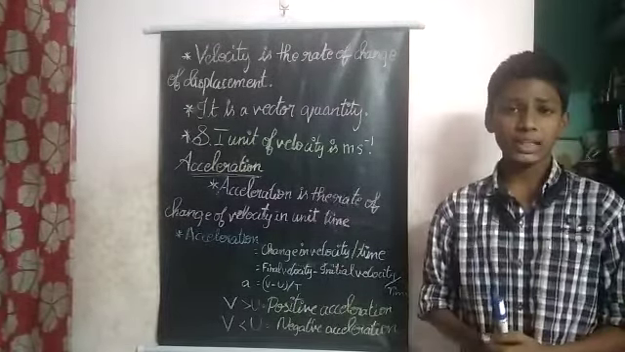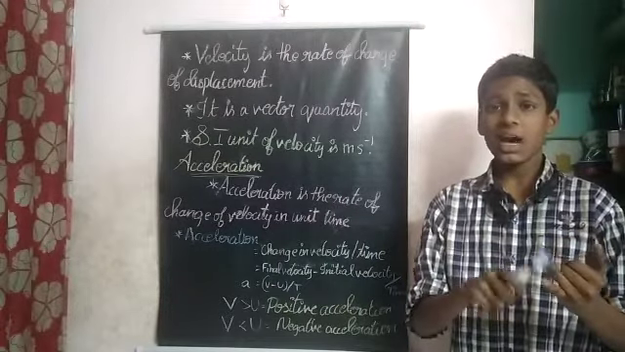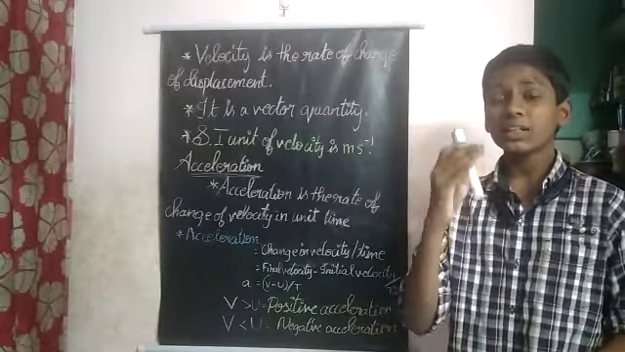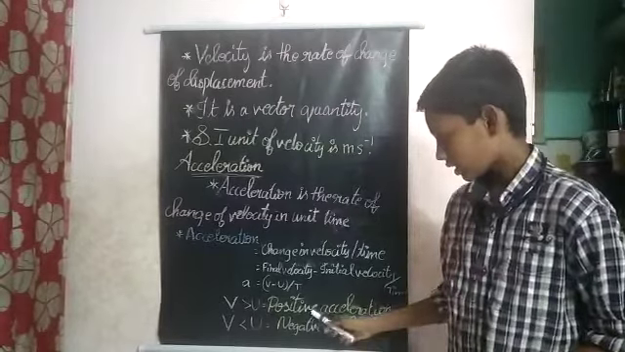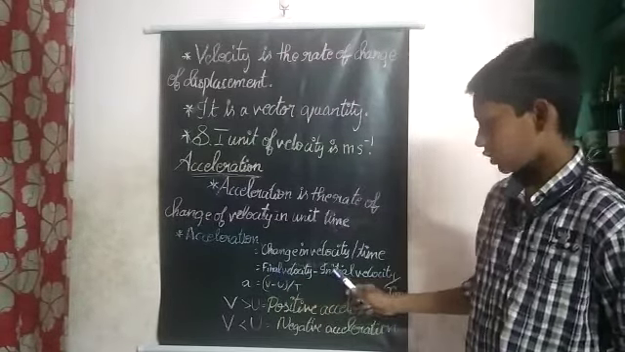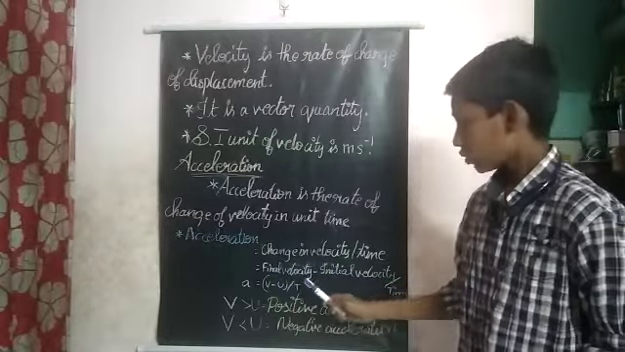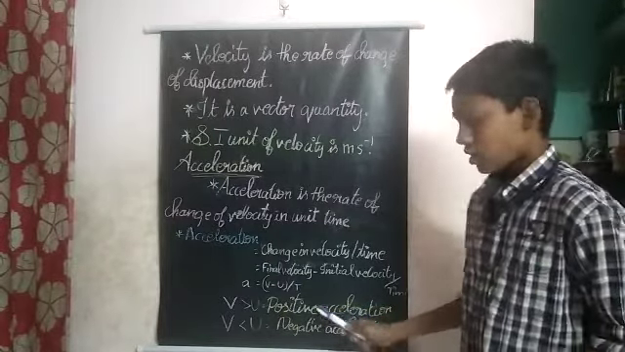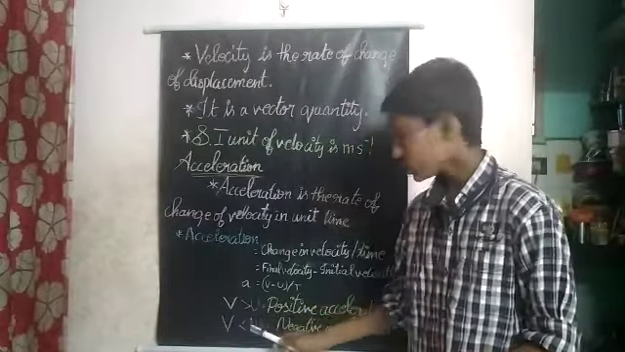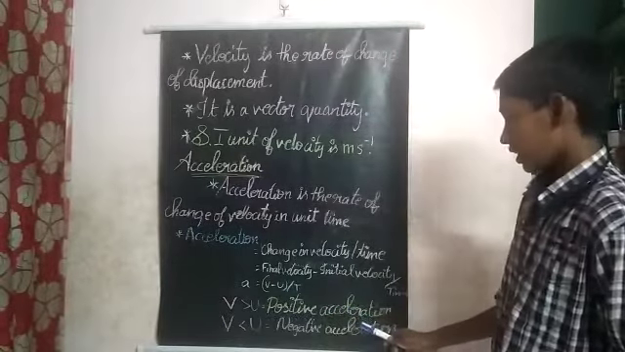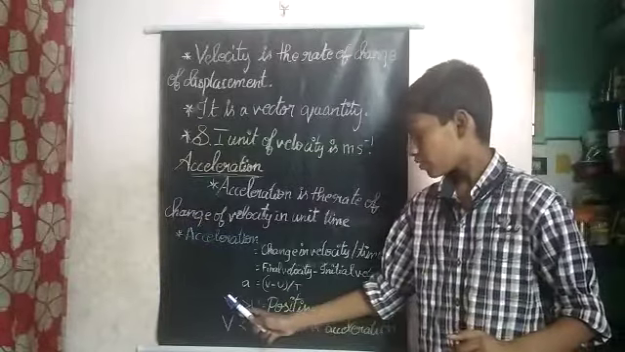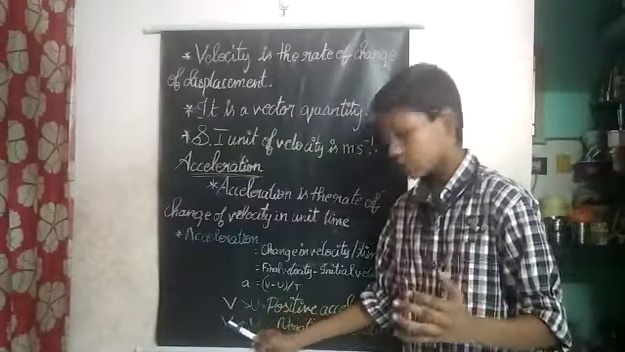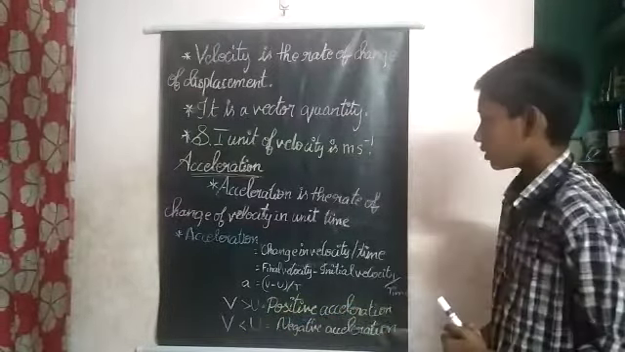There are two types of acceleration: positive acceleration and negative acceleration. Here v is final velocity and u is initial velocity. When v is greater than u, it is known as positive acceleration. When v is smaller than u, it is negative acceleration.